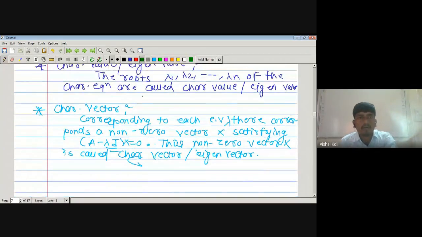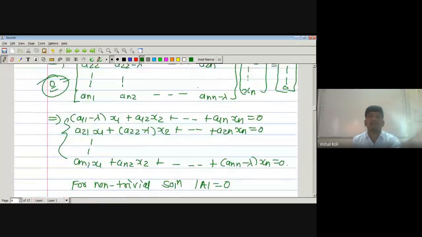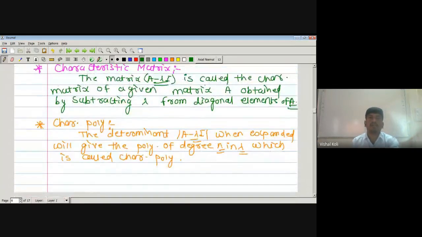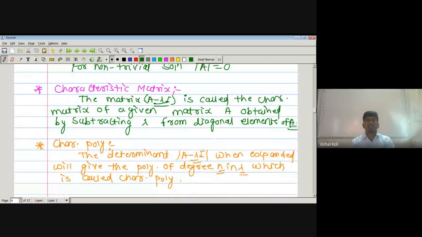So first we have one matrix A which is of order n. Then its characteristic matrix is nothing but A minus lambda I. That is, A is a matrix of order n, I is also a matrix of order n. If we subtract lambda from the diagonal elements of A, then we get the characteristic matrix.